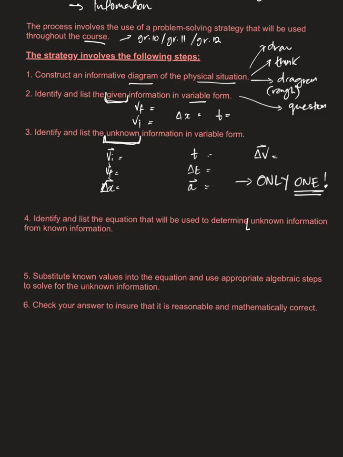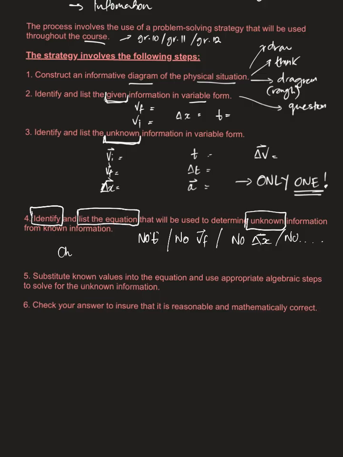All right, remember, it's the one of the unknown. So remember what I said. I said you need to look at which formula has no time, or it has no V final, or it has no delta X, or no whatever else, right? That is the formula. So you need to be able to identify and list the equation. So in this step here, we must choose the equation based on all the information that I have. So I'll need to know my known information and I need to know my unknown information in order to do this.